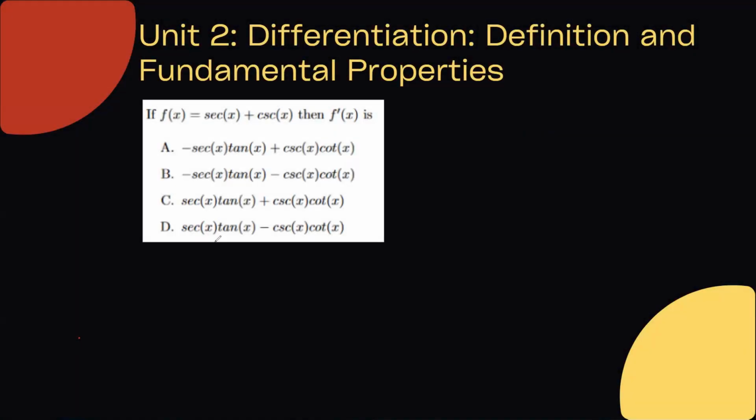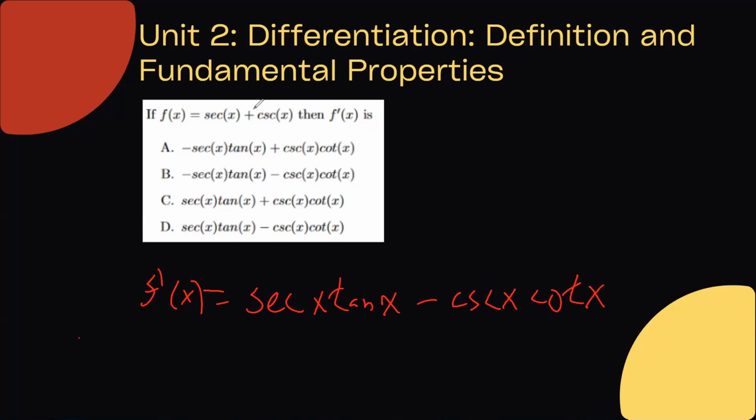If f of x equals secant plus cosecant, then f prime is. So f prime, derivative of secant is secant x tangent x. Cosecant is negative cosecant x cotangent x. Remember, if you're differentiating and the function you're differentiating starts with a co, the answer is going to start with a negative. So this would be choice D here.